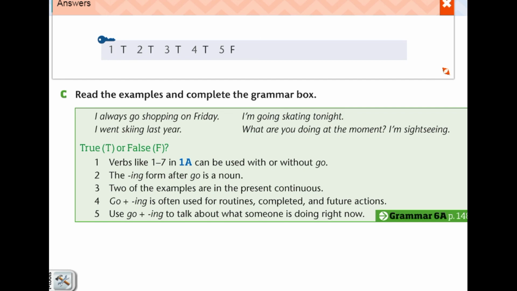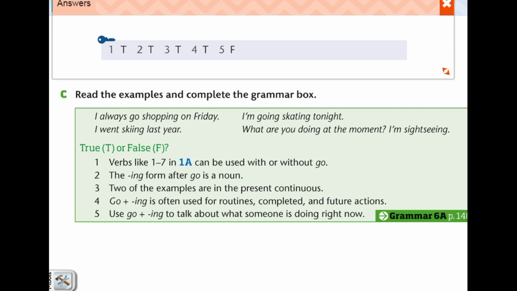Now take a look at the grammar box. We have some examples. I always go shopping on Friday. I went skiing last year. I'm going skating tonight. What are you doing at the moment? I'm sightseeing. So, as you can see in these examples, we are talking about the verb go plus another verb in the ing. So let's check. We have five sentences here. You're going to tell me if they are true or false.